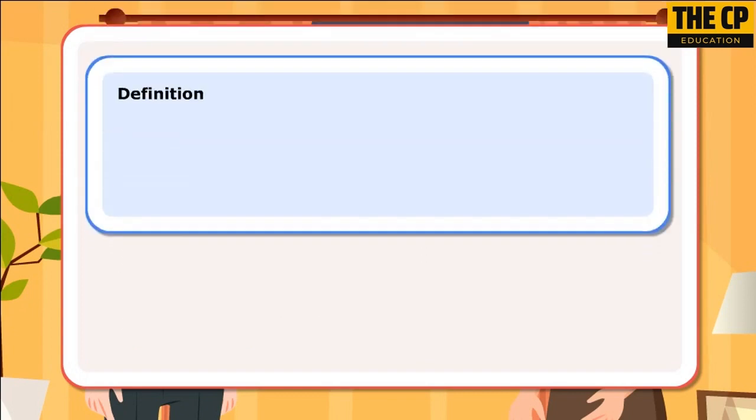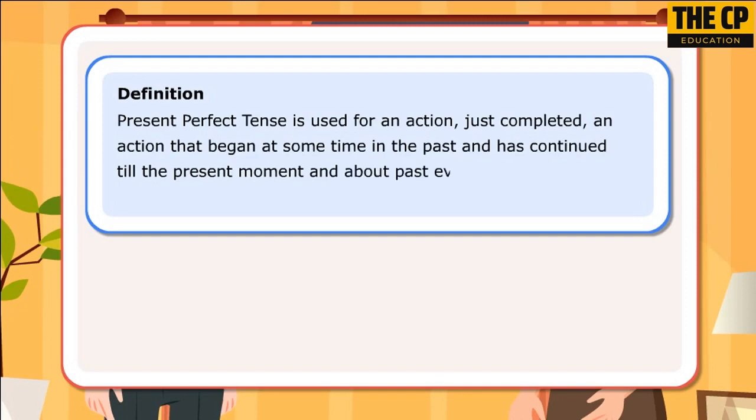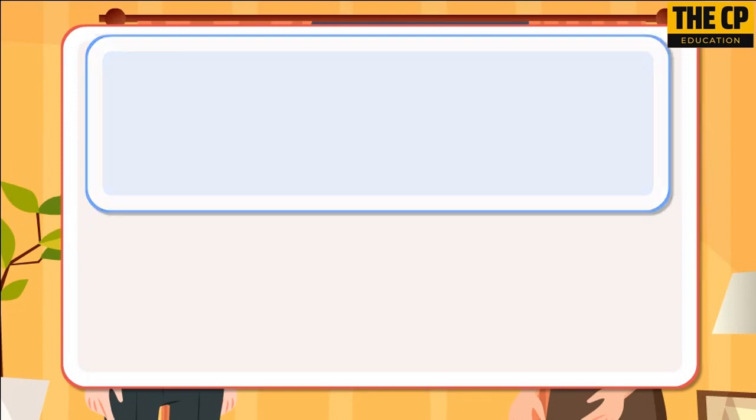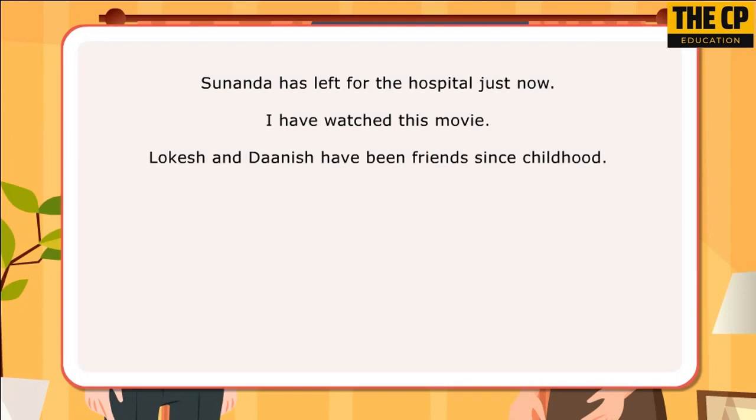Definition: present perfect tense is used for an action just completed, an action that began at some time in the past and has continued till the present moment, and about past events with no specific time information. Let us look at a few sentences. Sunanda has left for the hospital just now. I have watched this movie. Lokesh and Danish have been friends since childhood.